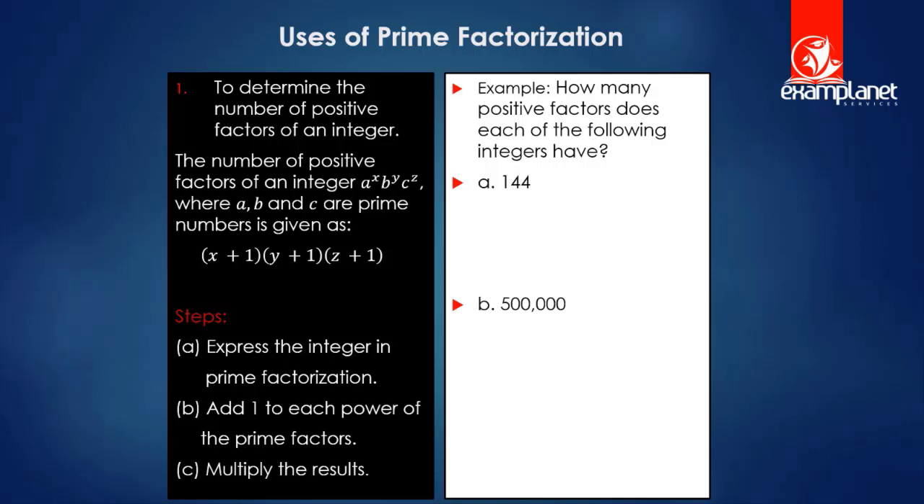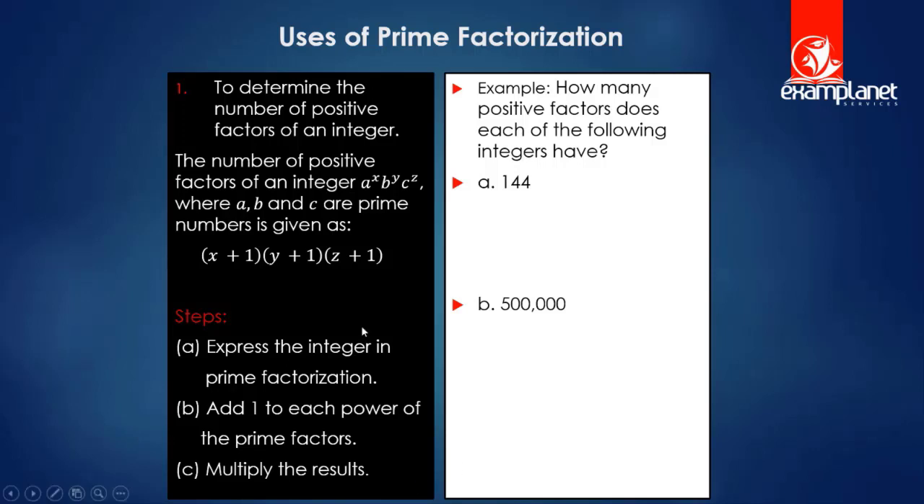That is, if I want to know the number of positive factors an integer has, maybe I want to know how many factors 144 has, or maybe how many factors 1,000,000 has. Now, it may be difficult for me to list the factors before counting them, because there is no time to do that in an exam situation. So we use prime factorization to do it in a faster and easier way.